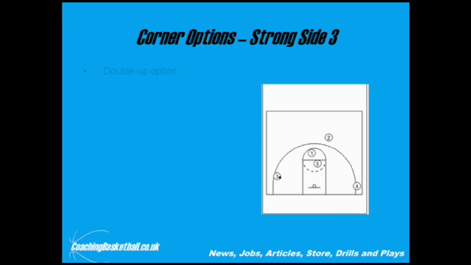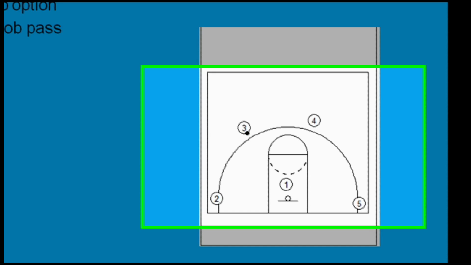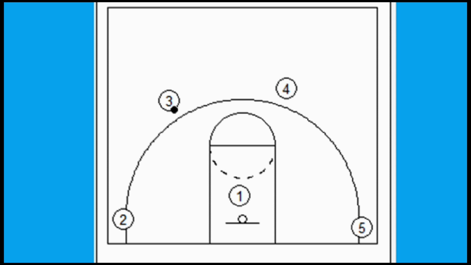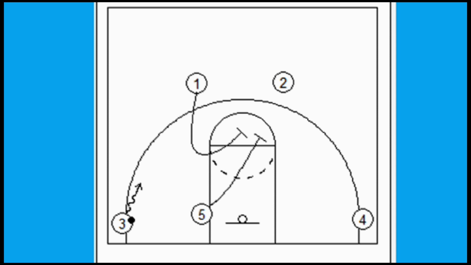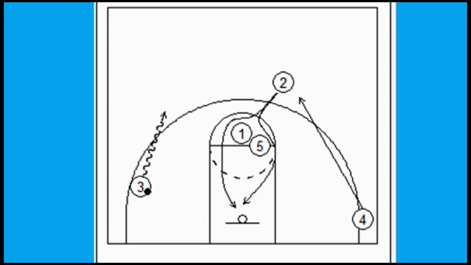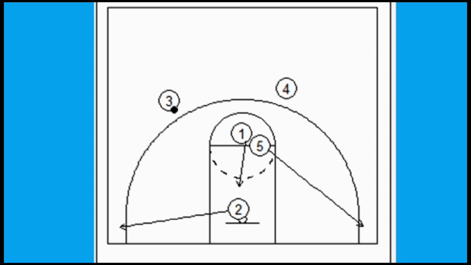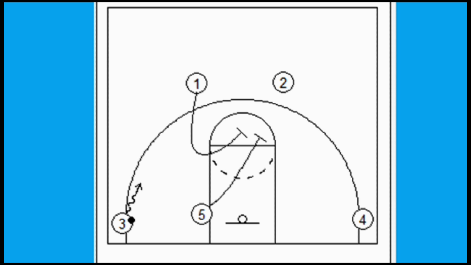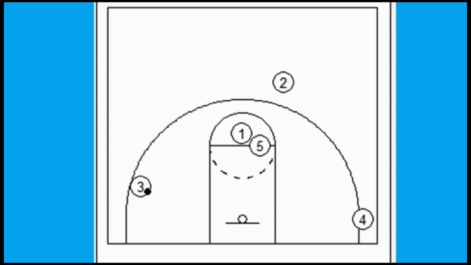Your final option, this is my second favorite behind the UCLA, is your double up option. It's a great lob pass one. What you have there is a pass from 1 to 3 in the corner. As soon as 1 has delivered the ball, both number 1 and number 5 go to the free throw line, set that screen for 2. Number 2 is then attacking the basket, going over or under the screen, and if he doesn't get the ball, then he's cutting out to the corner on the left hand side, on the ball side.